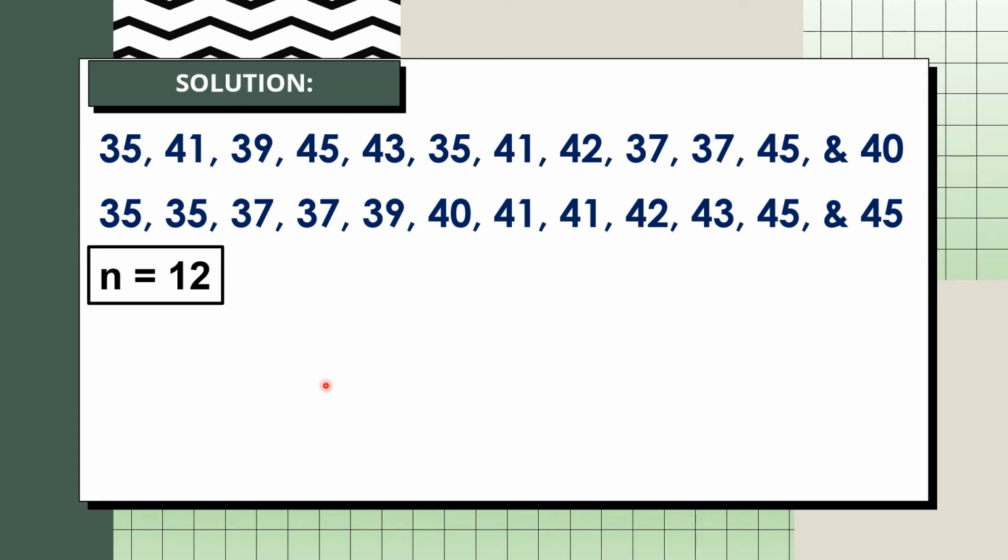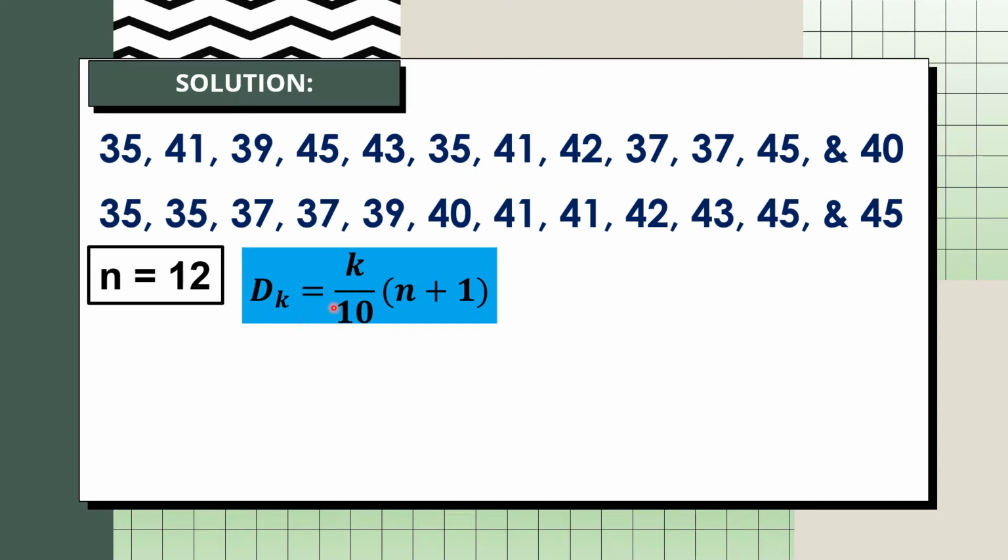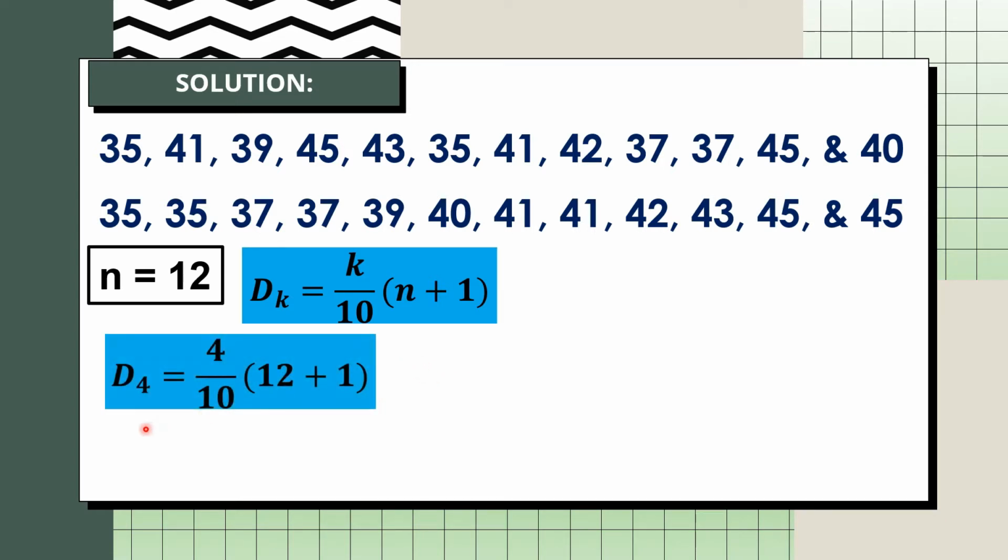And then, recall tayo dun sa formula sa pag-solve ng decile, which is D sub k is equal to k over 10 times n plus 1. Wherein yung k, yun yung pang-ilang decile ang kailangan nating i-solve. And of course, yung n natin is kung ilan lahat yung scores or data. So, since decile 4 ang kailangan natin, ang value ng k is equal to 4. So, we have 4 over 10 times 12 plus 1.